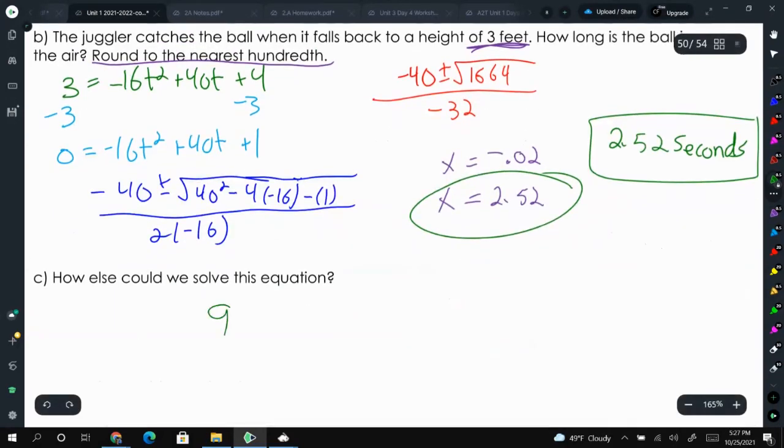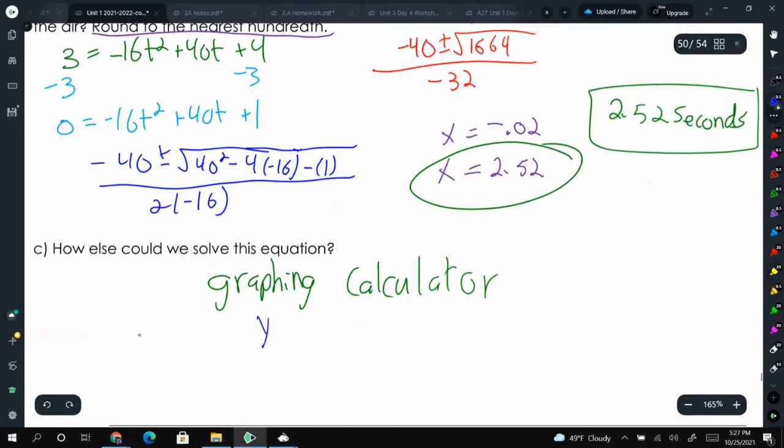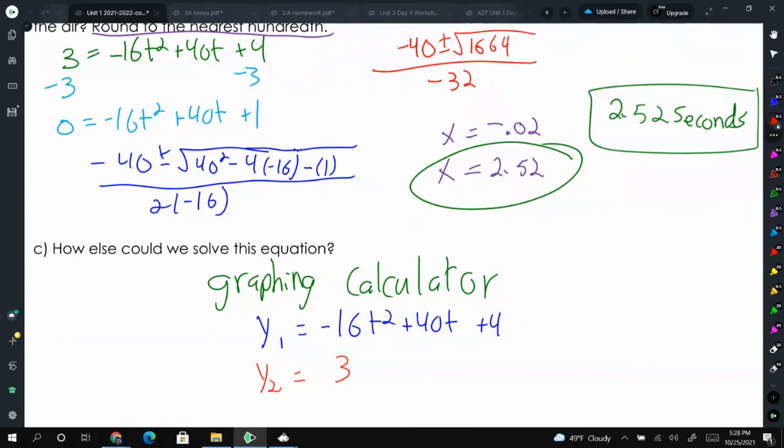How else could we have solved this equation? We could have used a graphing calculator. In the graphing calculator, we could have put y1 as negative 16t squared plus 40t plus 4, and we could have done y2 as 3 and found the intersection point. So that is a viable method as well.